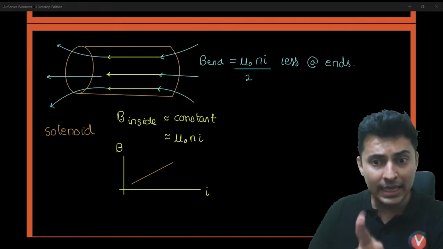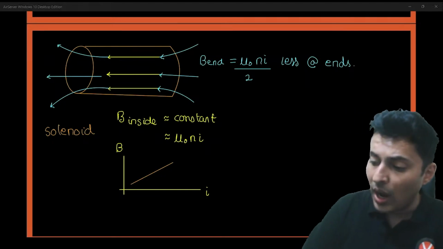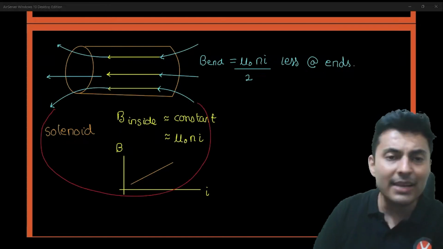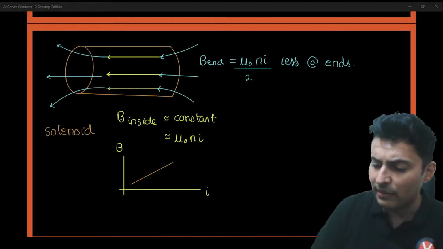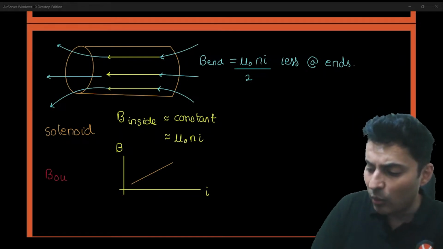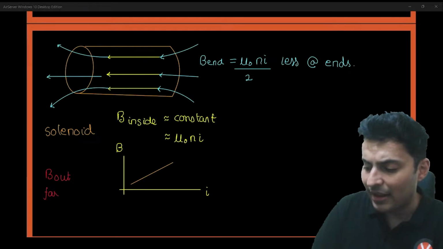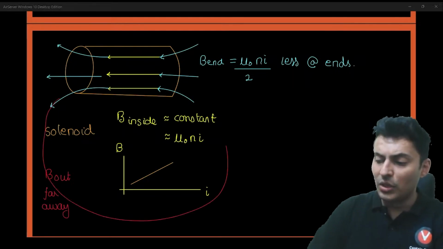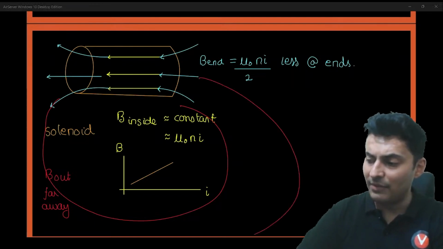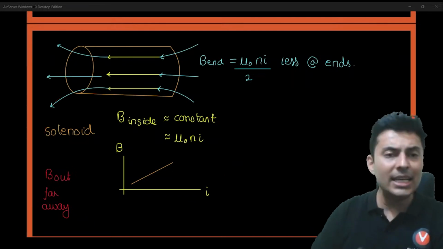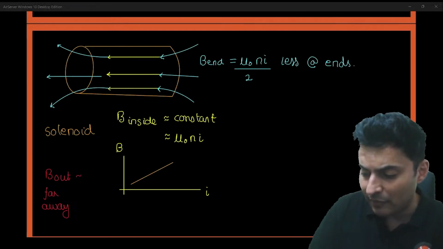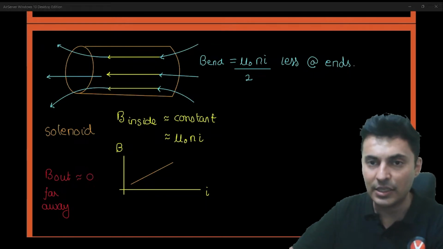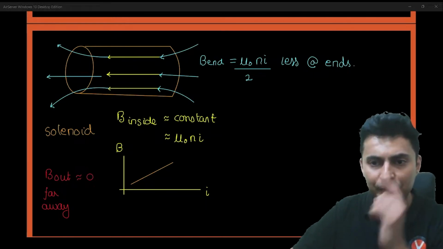Next thing, if you go completely outside, these magnetic field lines are very, very far away. So the magnetic field outside, or basically far away, because these magnetic field lines spread out everywhere, you will see hardly any field there. So the magnetic field outside will be almost zero, a big fat zero. Keep these things also in mind.